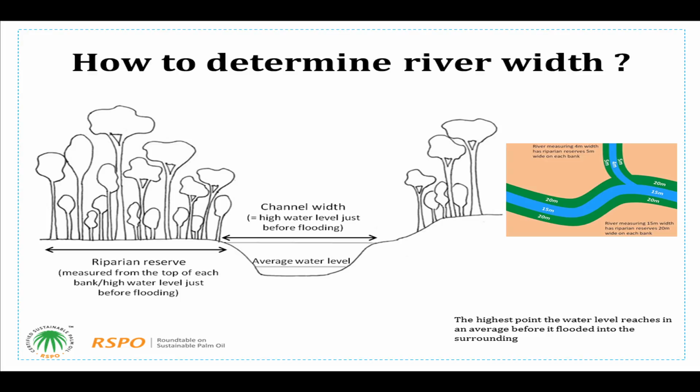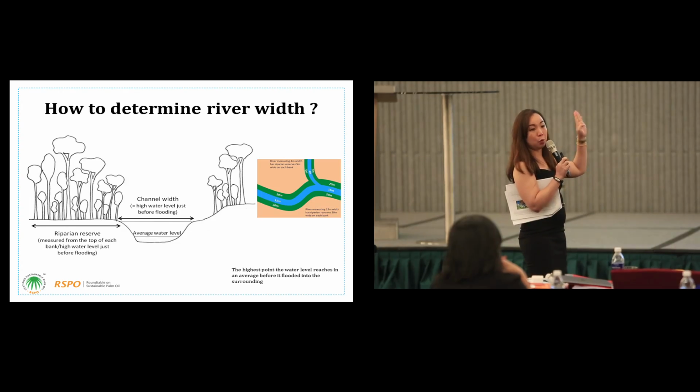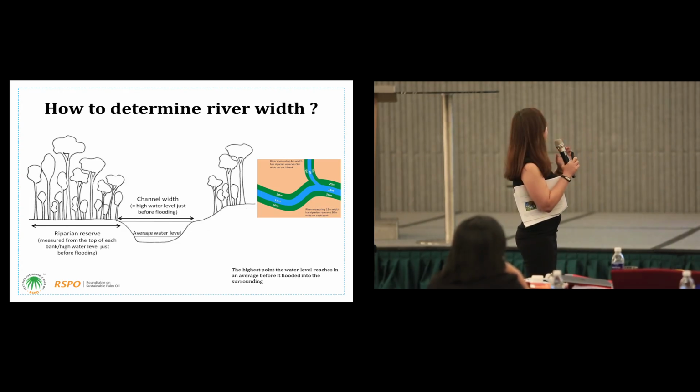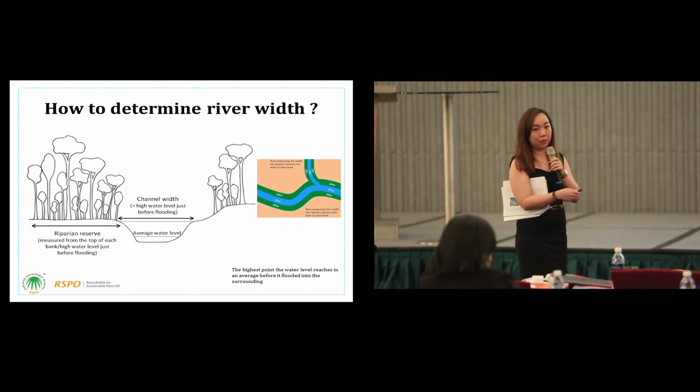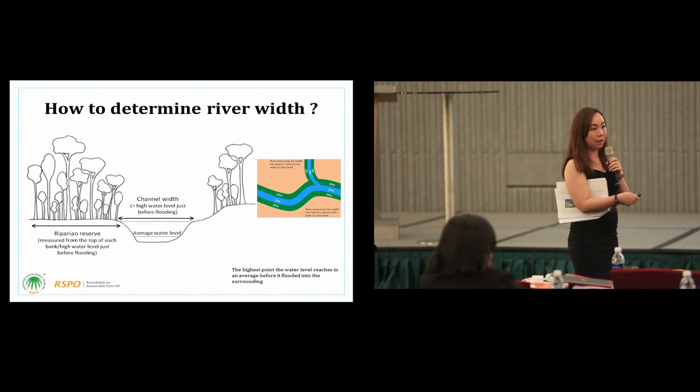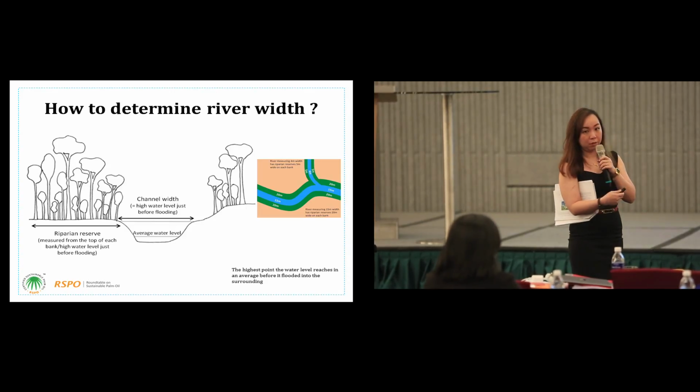This document also tells you how to determine river width. How do you measure the riparian reserve? If you look at this diagram, it starts from the highest point the water reaches on average before it floods into the surrounding area. That is when you start to measure the riparian area. From here to here, depending on the width of your river, you will need to assign a riparian buffer based on the width of the river.